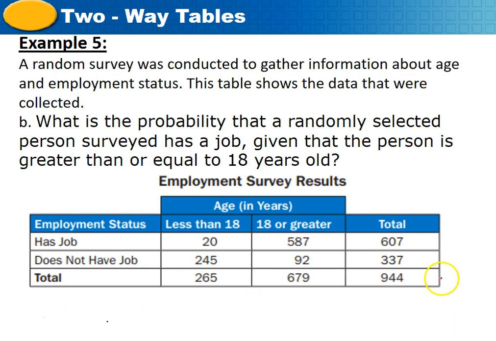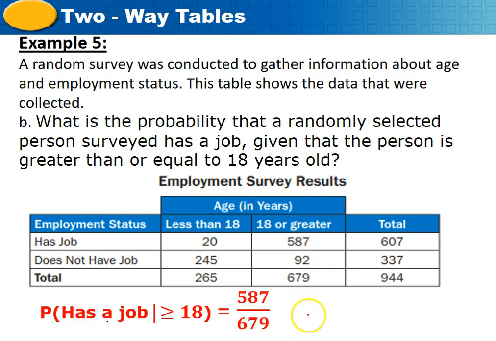So letter B says, what is the probability that a randomly selected person surveyed has a job given that the person is greater than or equal to 18 years of age? Okay, so on this one again, what is the probability that they have a job when they're 18 or older? So our total for 18 or older is 679. How many of those people have a job? 587. So we're going to divide 587 by 679. That gives us 0.865, and that converts again to 86.5%.